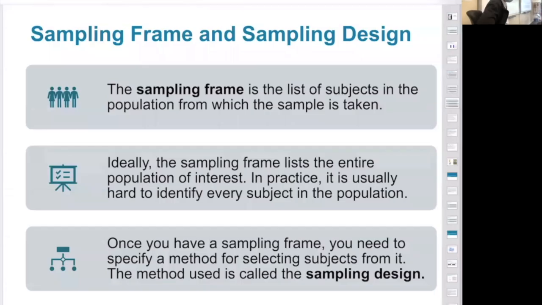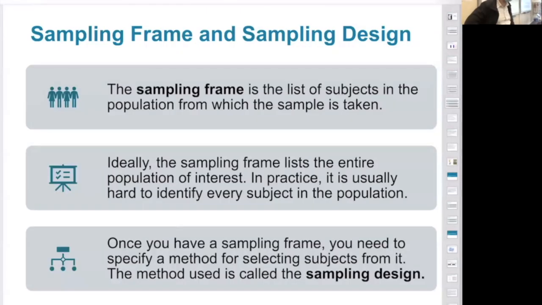Sample frame and the sampling design. What is the sampling frame? As you can see, it's the list of all subjects in the population from which the sample will be taken. Of course, for some populations you don't have this list. Keep this in your mind. So the sampling frame lists the entire population of interest. In practice, it is usually hard to identify.